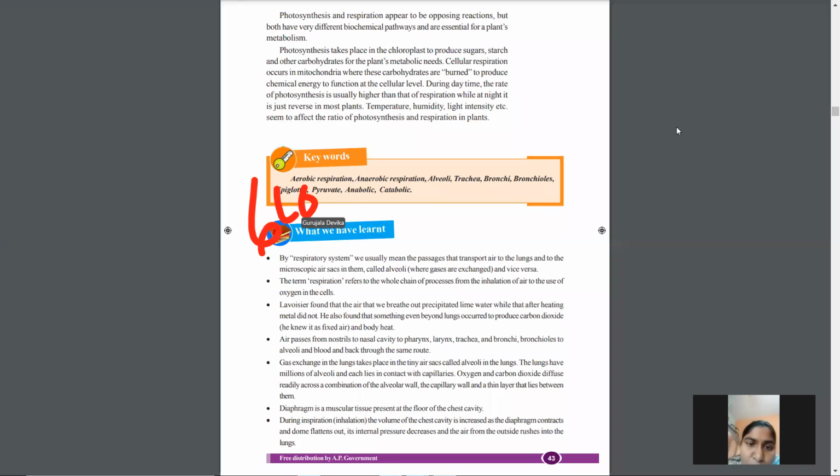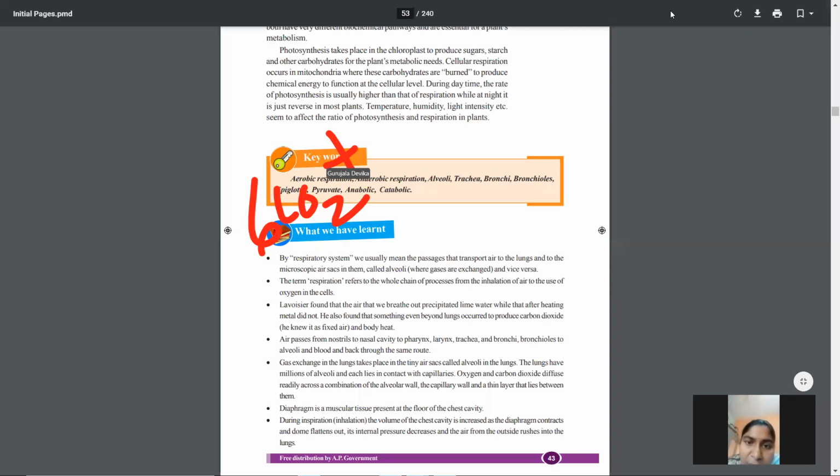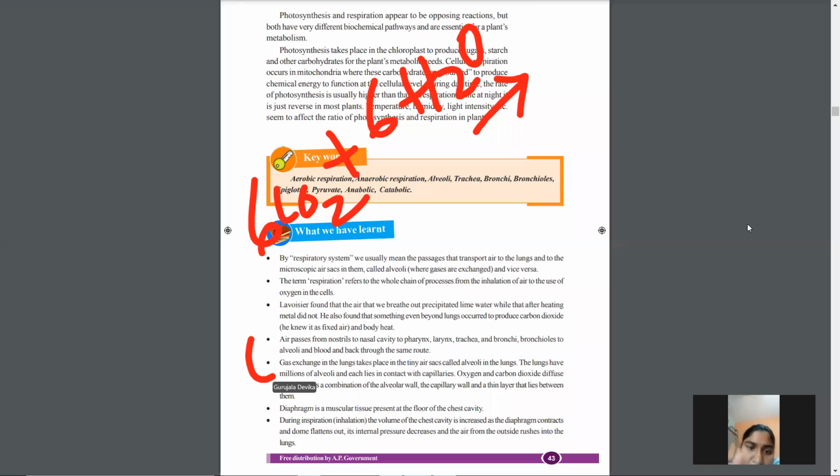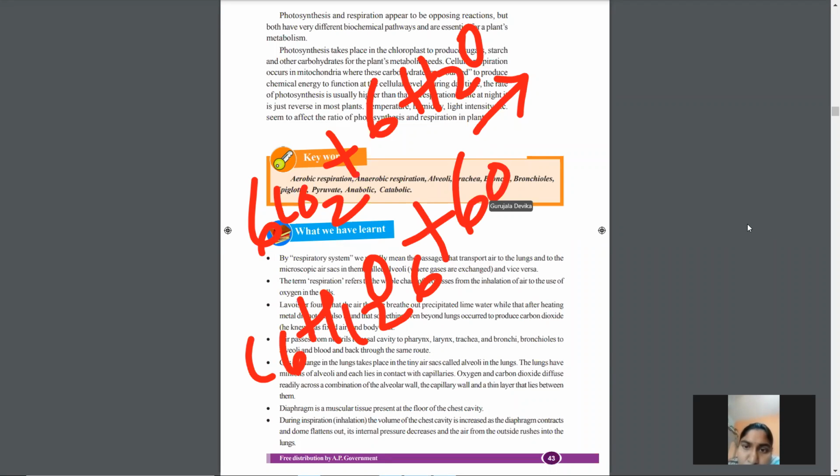6CO2 plus 6H2O gives rise to C6H12O6 plus 6O2 plus 12H2O. So this is photosynthesis. 6CO2 plus 6H2O gives rise to C6H12O6 plus 6O2 plus 12H2O. So what happens in respiration?